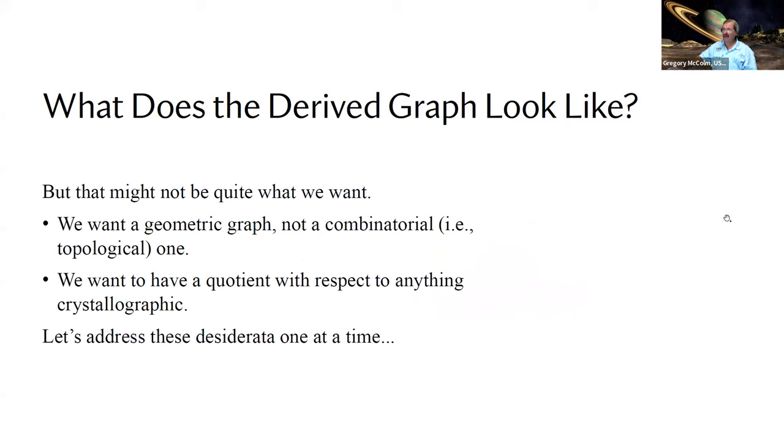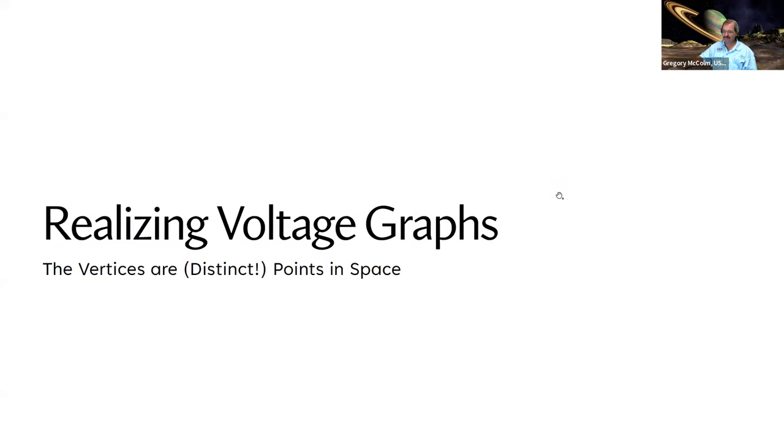Okay, but there are some things that we actually want in addition. We want a geometric graph. We want the graph to actually be embedded in space so that it will tell us where the individual atoms and individual molecular building blocks are. So it's not just a combinatorial or topological graph. We want something that's embedded in space. And also, we want to be able to deal with any crystallographic group, not just a Bieberbach group. So let's address these desiderata one at a time.